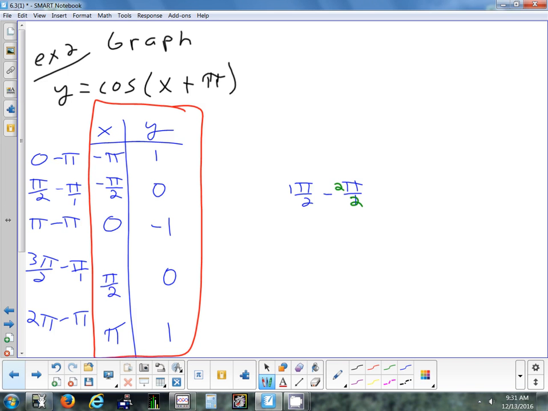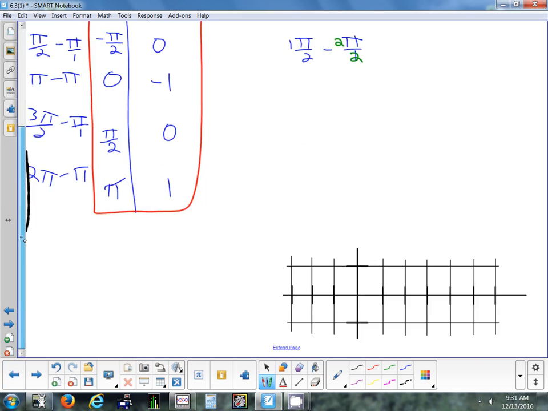Okay. Pattern here is negative 2 pi over 2, negative 1 pi over 2, 0 pi over 2, 1 pi over 2, 2 pi over 2. What would the next one be? 3 pi over 2. How about after that? Yep, 4 pi over 2, and then 5 pi over 2, 6 pi over 2, 7 pi over 2. If you reduce, you don't see the pattern as much, but I want you to reduce it. Any questions on that one?